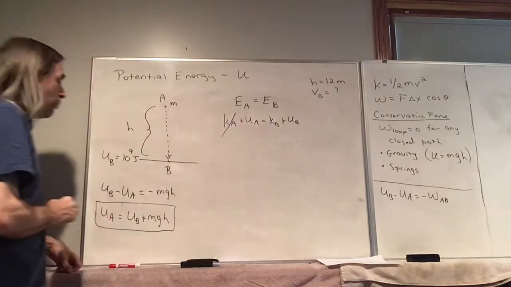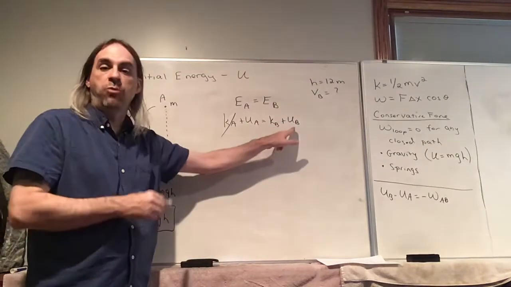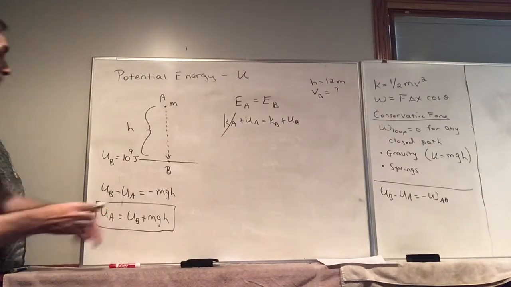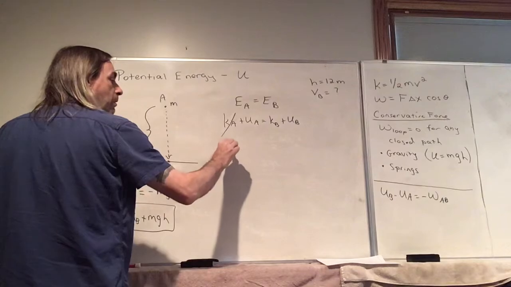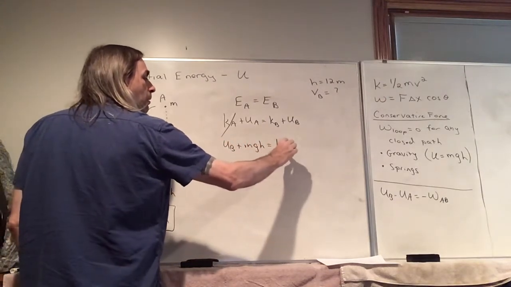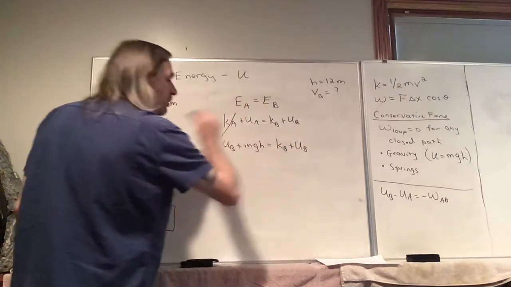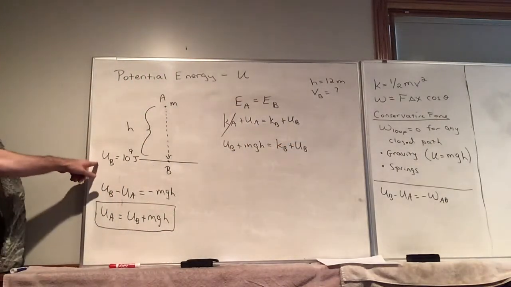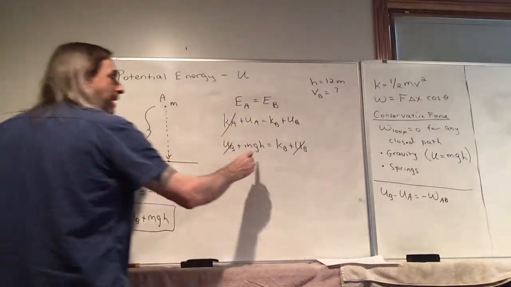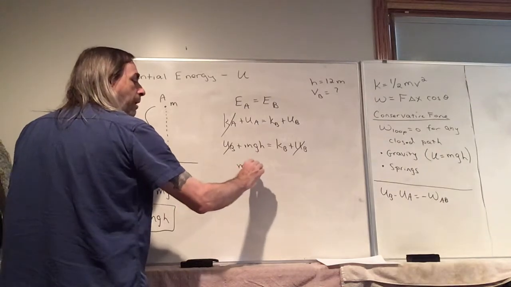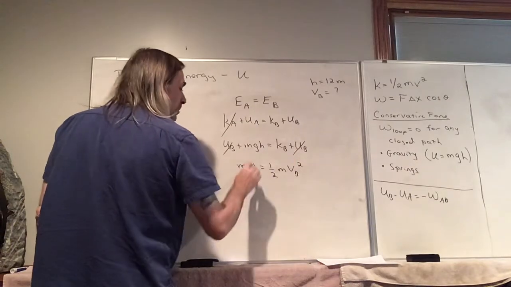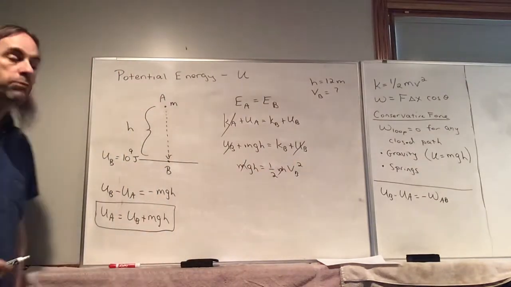Kinetic at A is 0, but now our potential at B is 1 billion joules. Well, what's the potential at A? That would be UB plus mgh. And so again, it doesn't matter what we set UB equal to, it's going to cancel out, and we'll get the exact same result we had before. mgh is equal to 1/2 m VB squared.